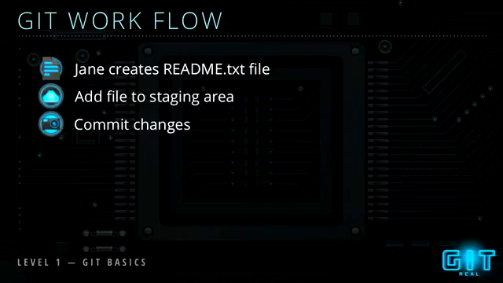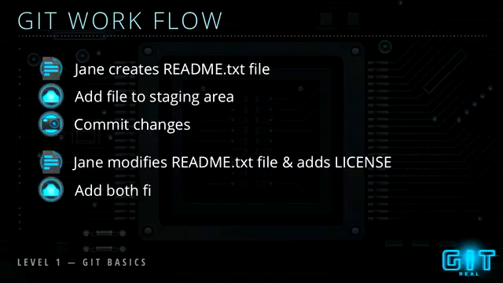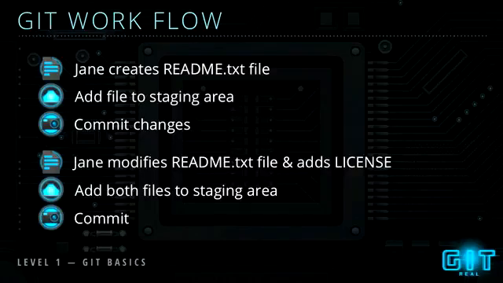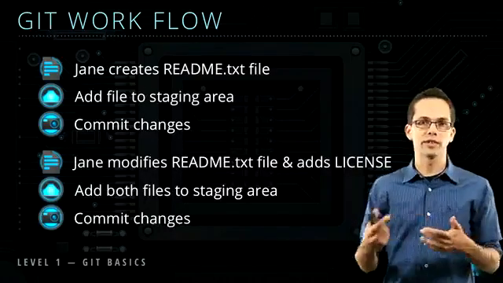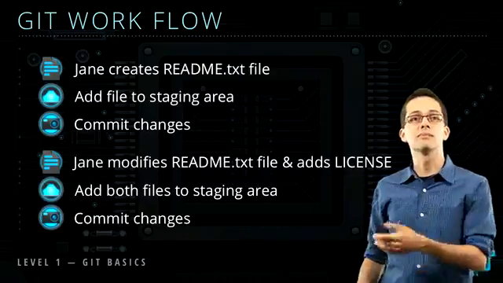We then might work on our project more. Maybe we modify the README and add a license. We're going to add those files to the staging area and make another commit. So this is sort of the workflow for Git. You do a little bit of work, you stage it, you make a commit. Let's jump into the commands.